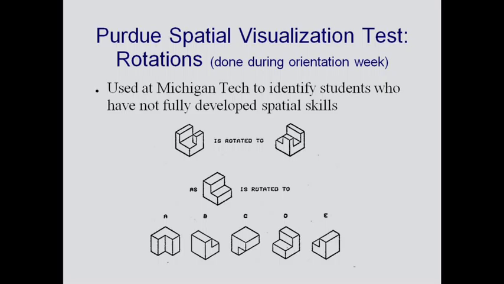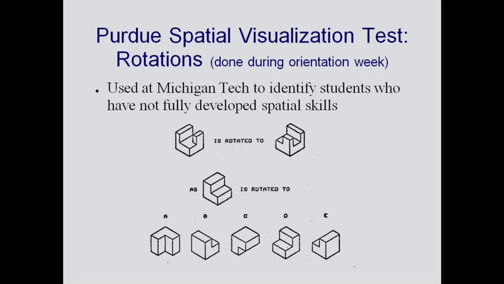Here's an example where the first line shows an object. It's going to be rotated in 90-degree increments in the X, Y, or Z direction. This one is relatively simple. Y is straight up, and it's rotating around the Y axis.